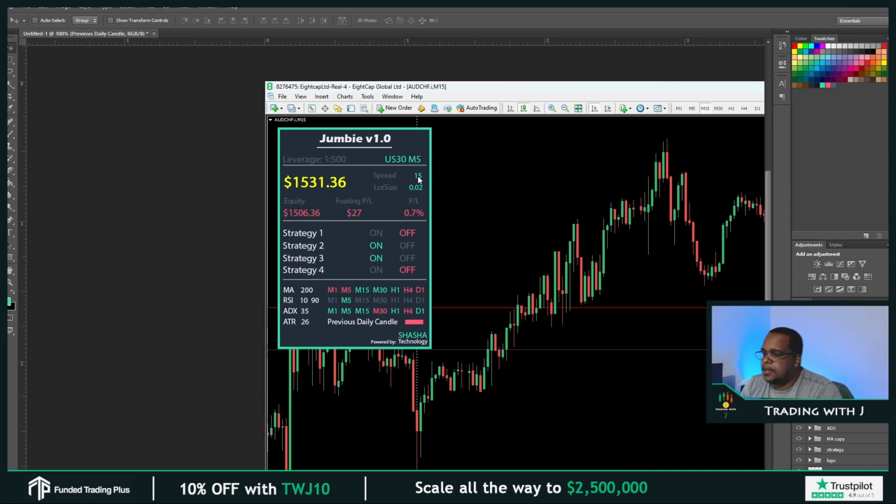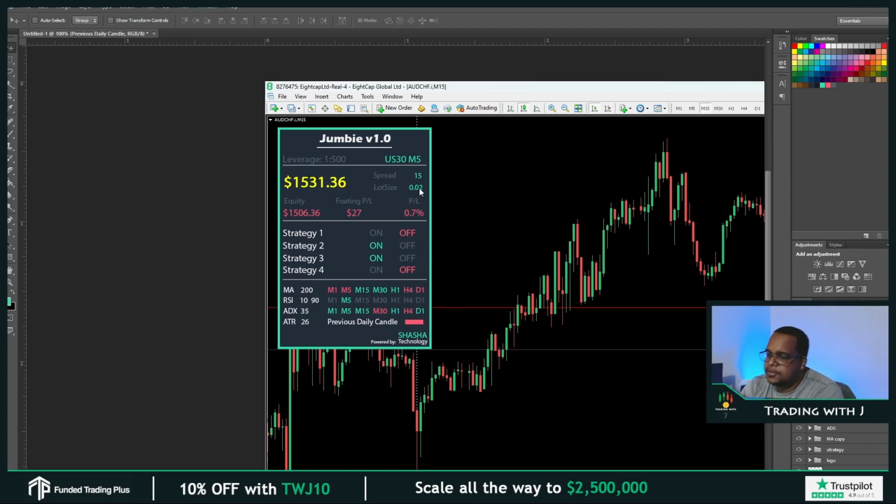So if, for example, the spread was 2 pips and we have a max spread of 2.5, once it's 2 pips, this number here would be 2 and it will be in green. If it crosses to 3, this would turn to 3 and it will be red, so trades will be off. Then it would calculate the lot size and display it here.